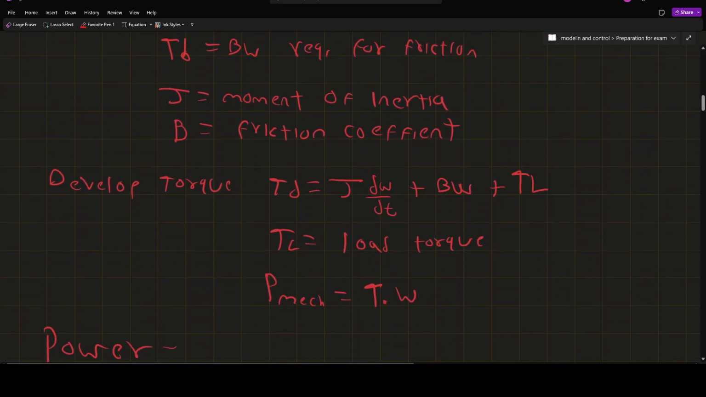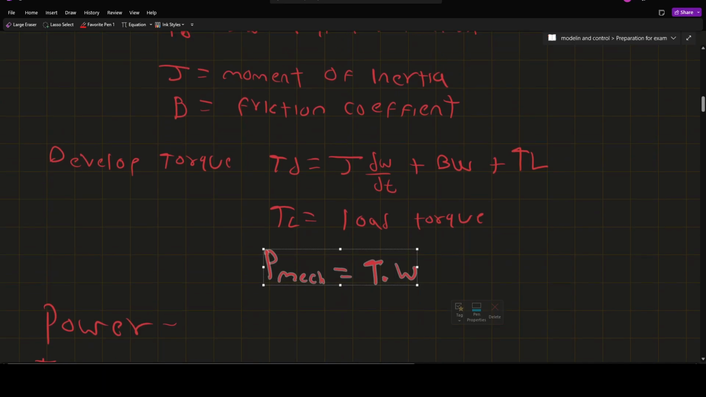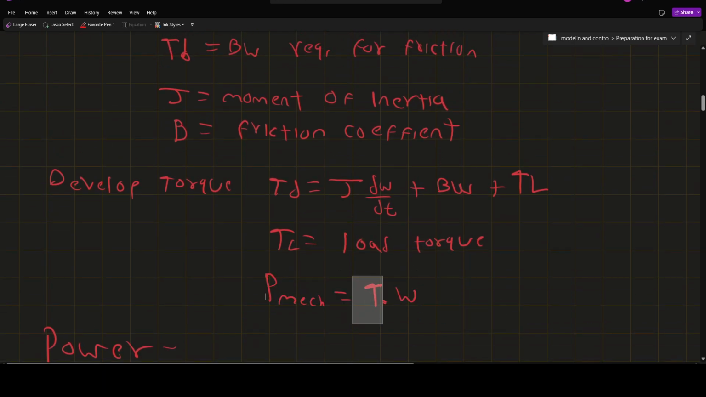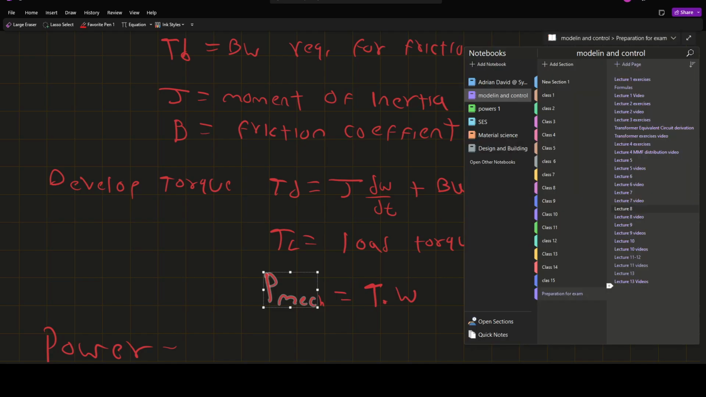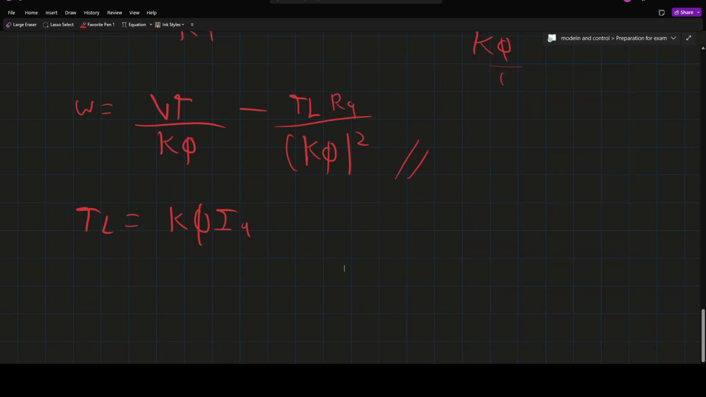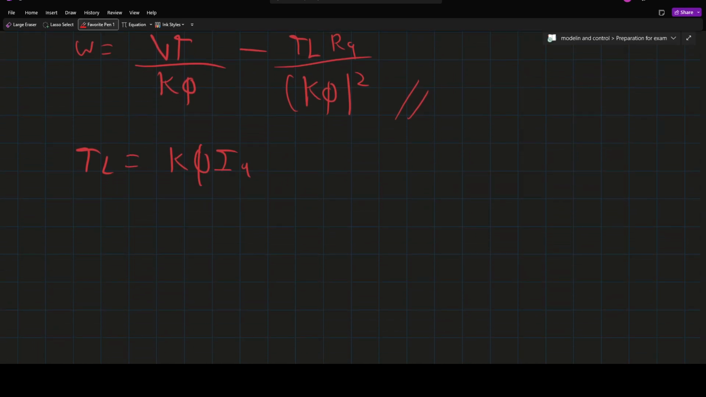And here we say that the power is equal to our torque times our speed. So our load torque times our speed will give us our mechanical power. That's what we had said before with our induction machines. So that was just a reminder. The friction torque is equal to our friction coefficient times our angular speed.